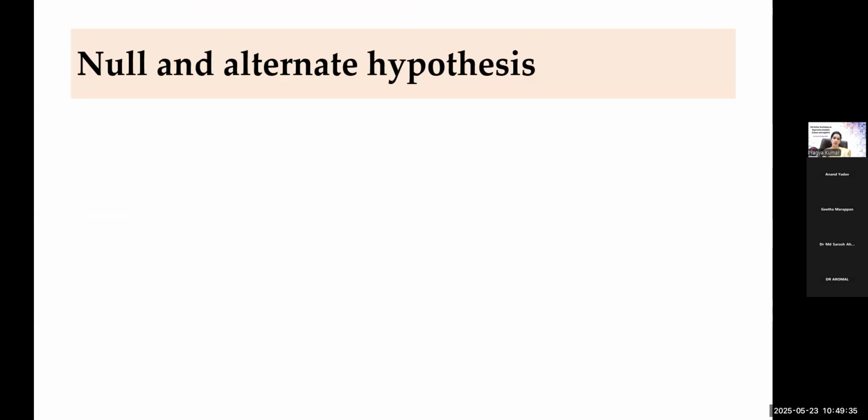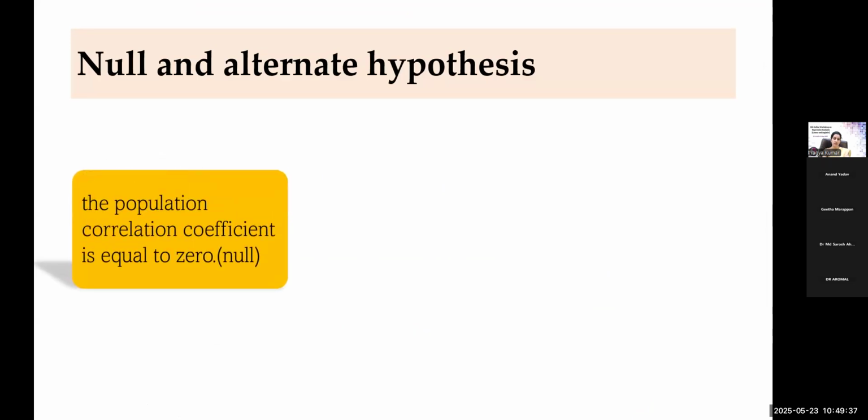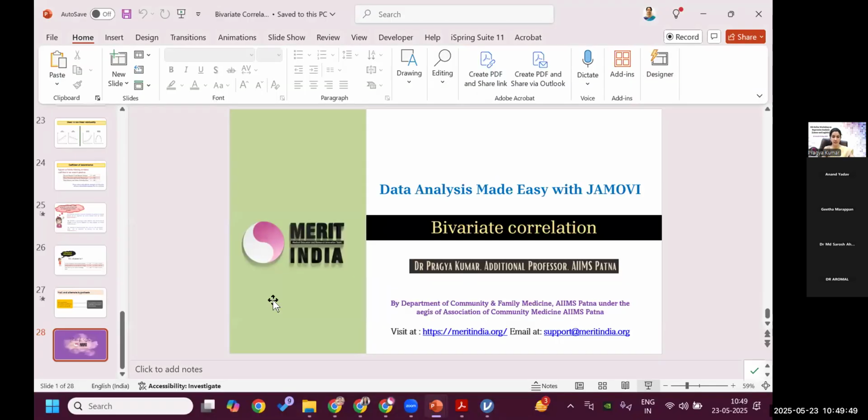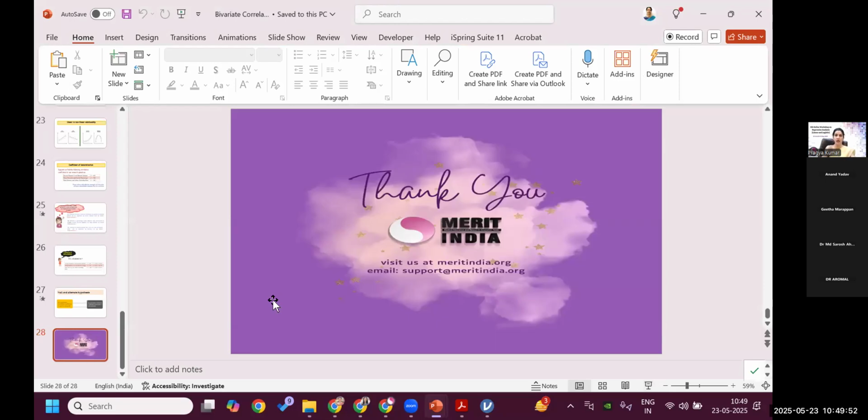So the null and alternate hypothesis: the null is that the population correlation coefficient is equal to 0, and the alternate hypothesis is that the population correlation coefficient is not equal to 0. So we'll see this once I show the demo of this. I have just explained this correlation. Once we start the demo of regression, I'll once again perform these basics of correlations and a few basic descriptive statistics also.